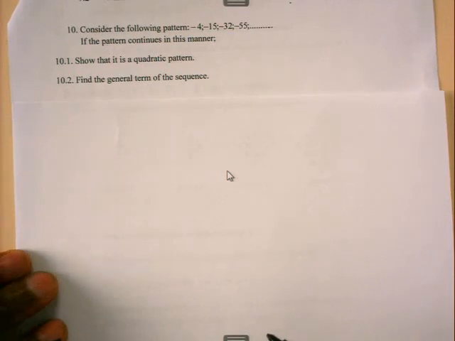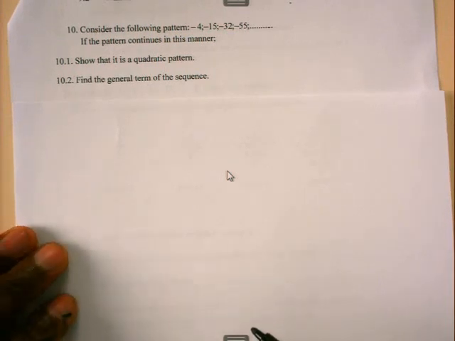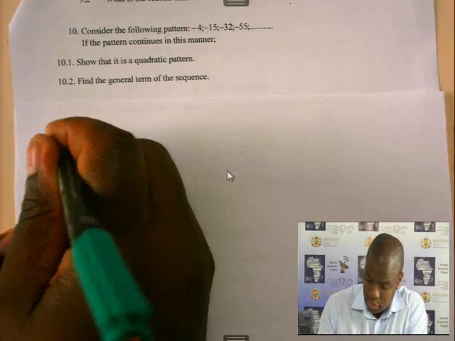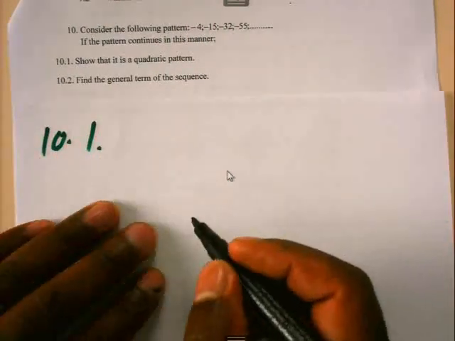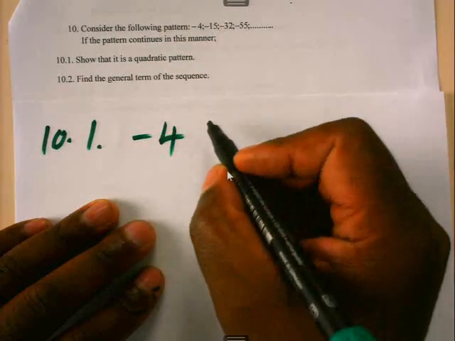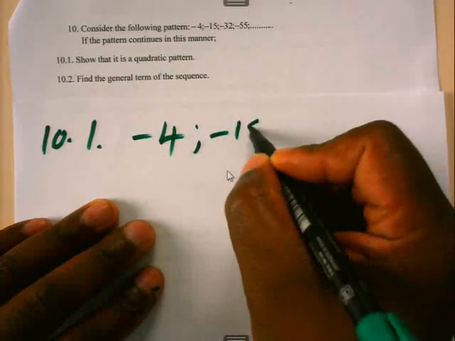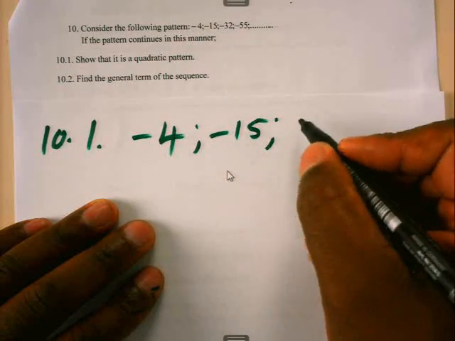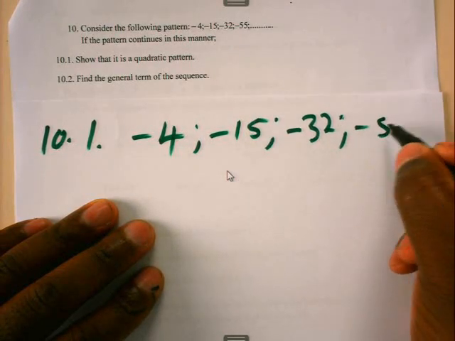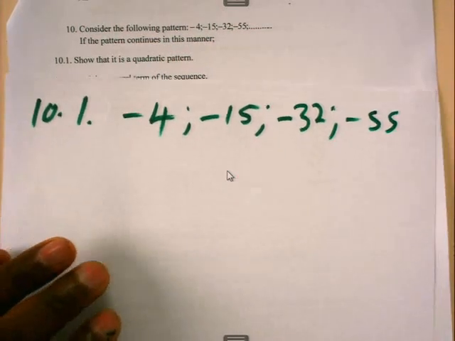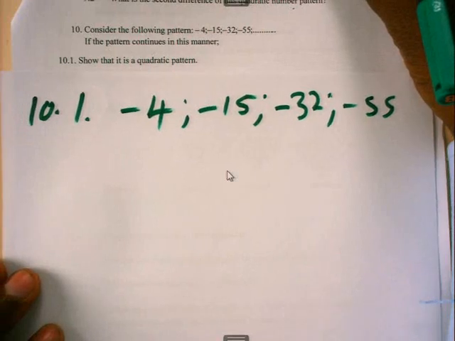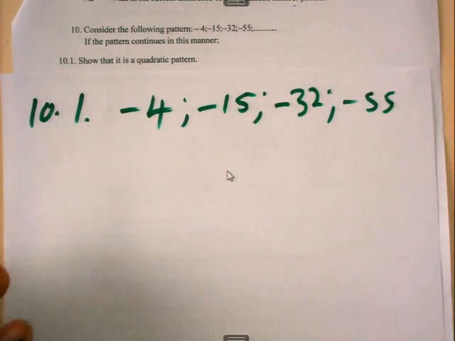Consider the following pattern: -4, -15, -32, -55. Show that it's a quadratic number pattern, 10.1. Let's write down the pattern: -4, -15, -32, -55. Let's determine the first difference. The question states, show that it is a quadratic number pattern. If it is a quadratic number pattern, the second difference must be common.